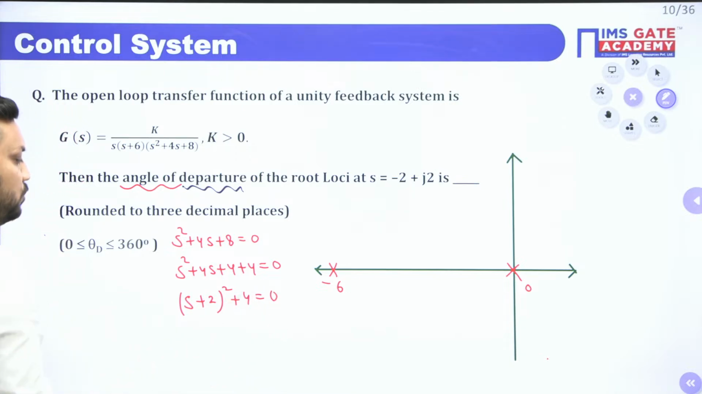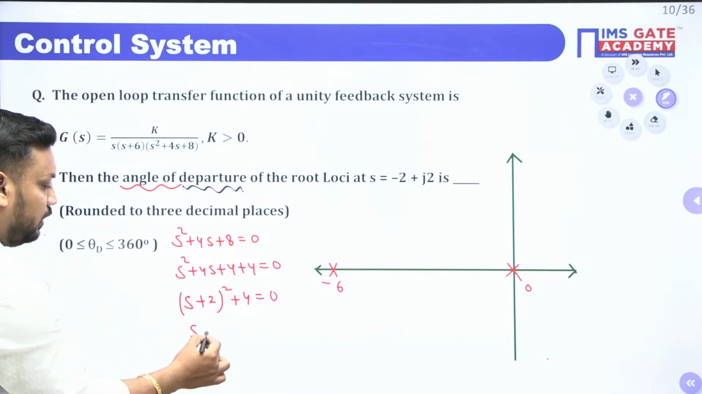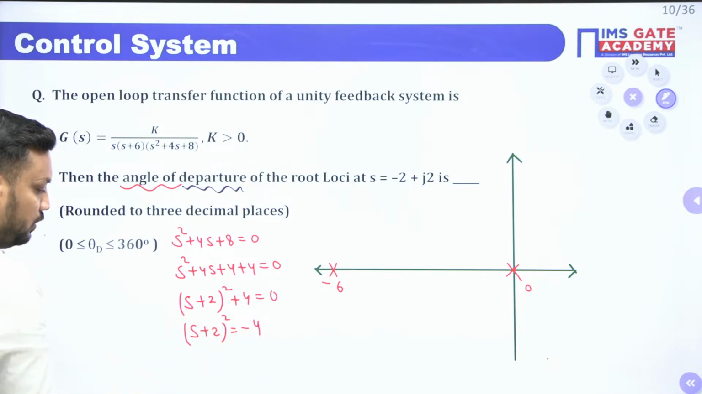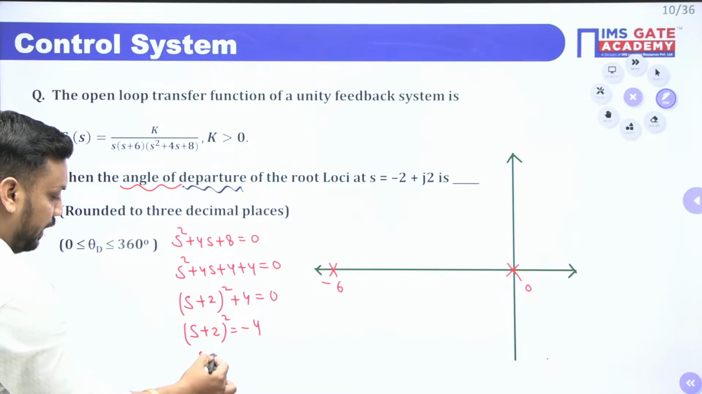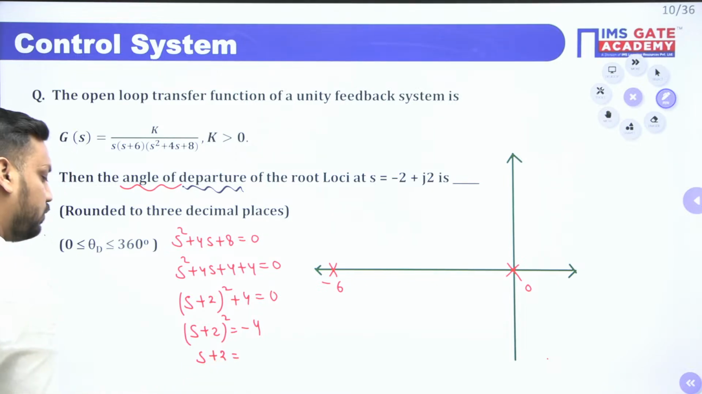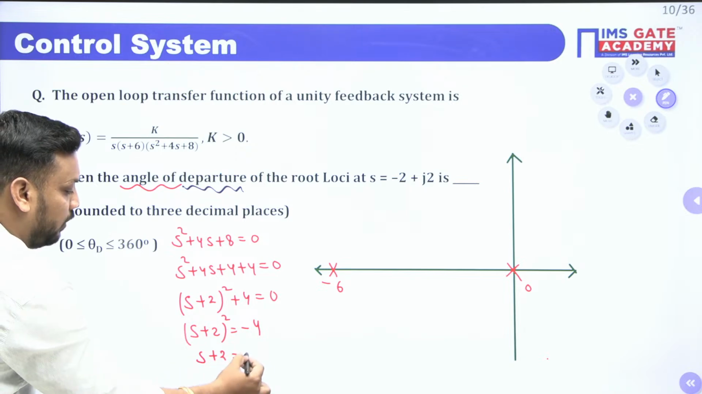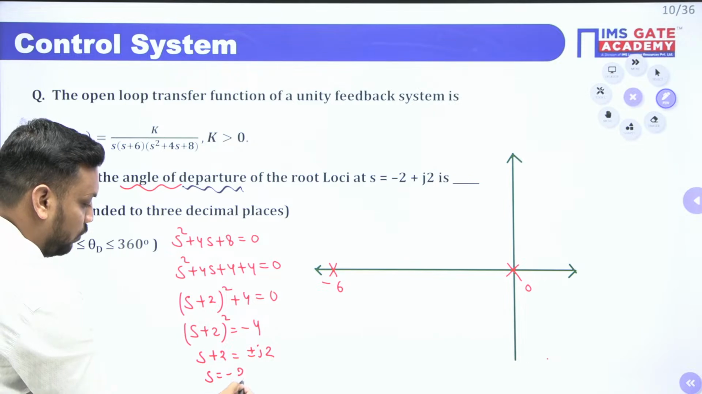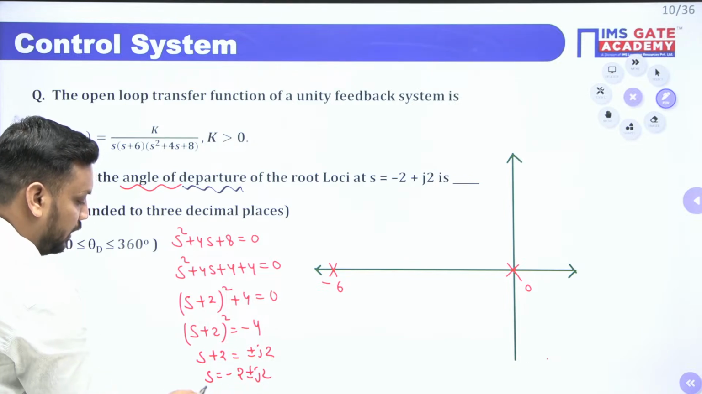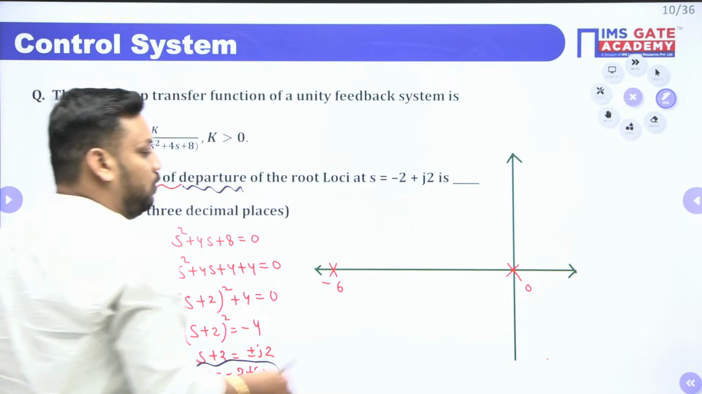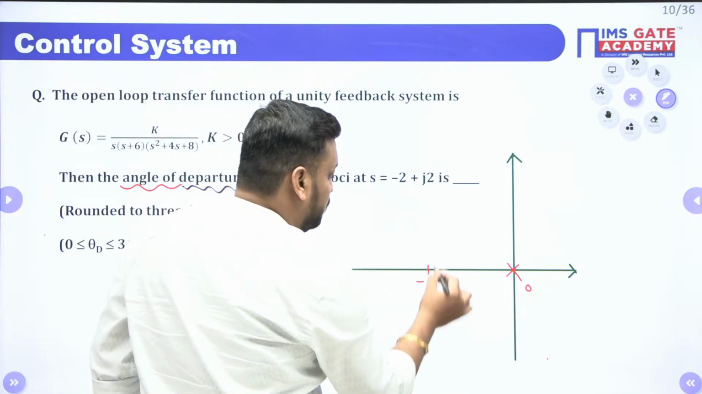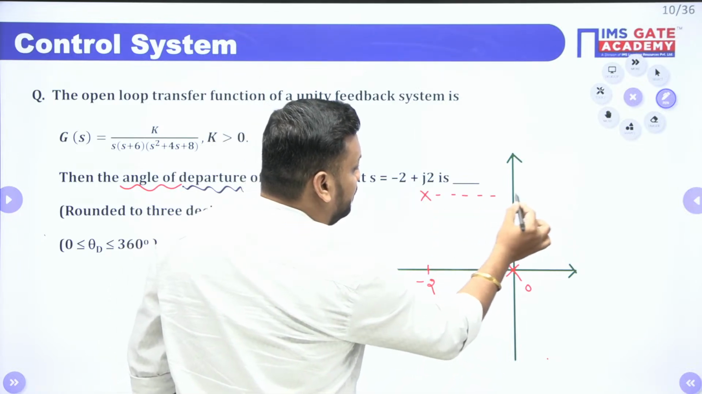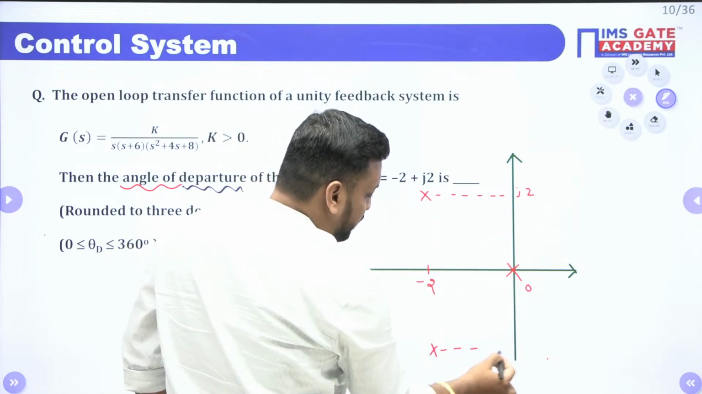Yes or no? So a plus b whole square here. So you will get (s plus 2) whole square equal to -4. When you take the square root on both sides, you will get -4, which means you will get plus minus j2. So s equals -2 plus minus j2. It means the poles are here, sir: -2 plus minus j2. This position is j2 and this position is -j2.